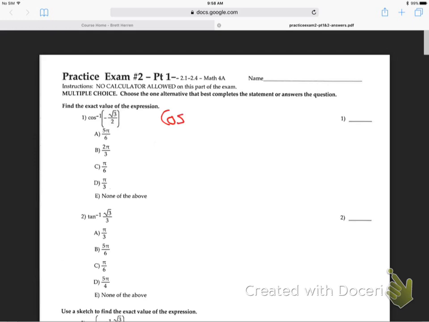All right, here we go. Cosine inverse of minus root 3 over 2. So how do you do it? With no calculator, huh? Part 1, no calculator. How do you do this?